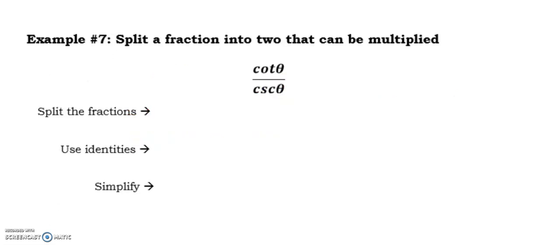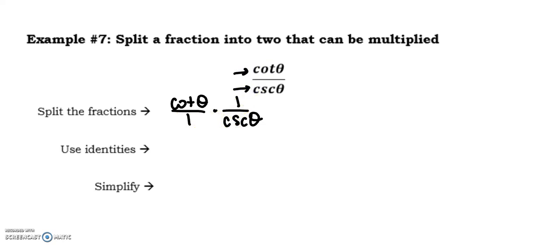All right, example 7 says split a fraction into 2 that can be multiplied. This is going to be one that you use often. So cotangent of theta divided by cosecant of theta is not something that just nicely cancels itself out. So instead, I can think about this as cotangent of theta over 1 times 1 over cosecant of theta. Because if you put those right back together, cotangent times 1 is, well, cotangent, and 1 times cosecant is cosecant.